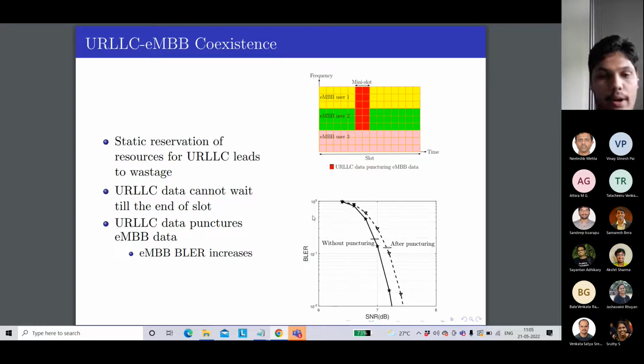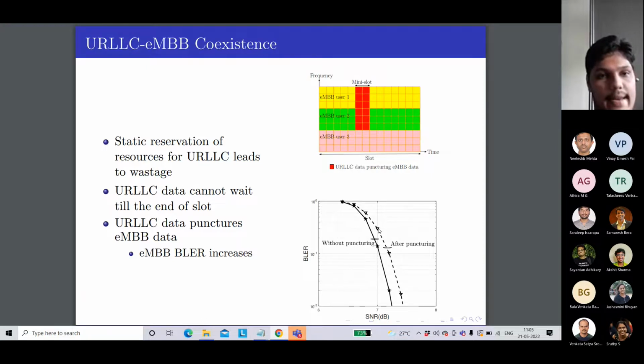Here we see the block error rate versus SNR without puncturing and after puncturing. We can see the block error rate is increased. For example, at the same SNR, we can see an increase in block error rate after puncturing. If the block error rate increases, the probability of decoding decreases for the eMBB. As a result, the eMBB throughput decreases. So that's the basic introduction about multi-connectivity and URLLC eMBB coexistence.